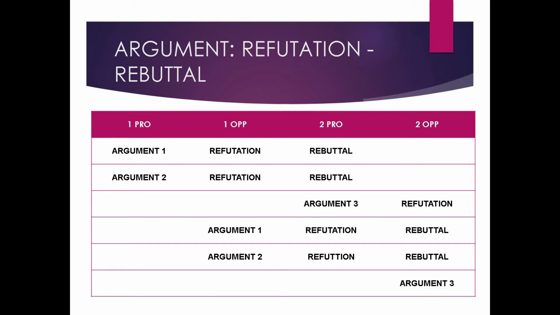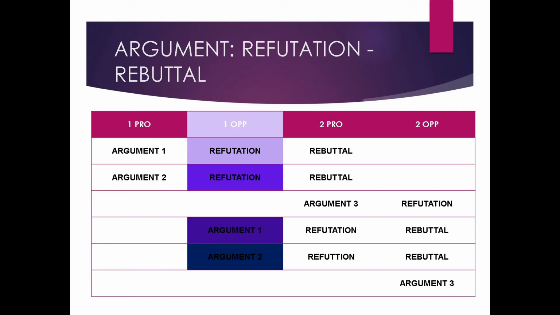Now, we are going to apply a refutation and rebuttal to an actual debate. Think of a horizontal line. It goes argument, refutation, and rebuttal. The first pro speaker should give 2 arguments. The first opposing speaker should give 2 refutations, and then there are 2 arguments.